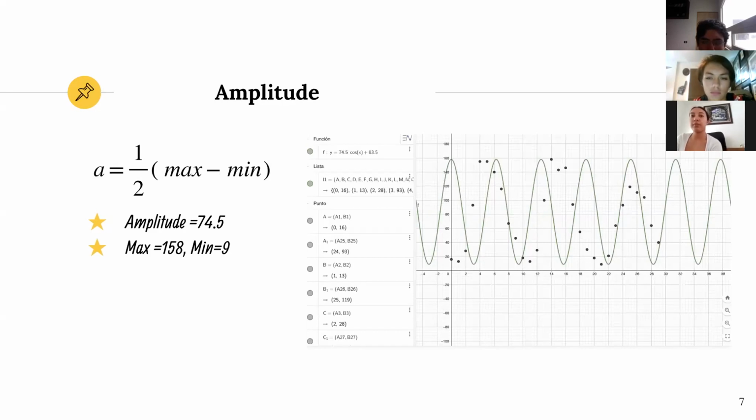The amplitude. The amplitude is how wide the curves of the graph are. To get the value of the amplitude, we take half of the difference between the maximum and the minimum values. By doing this, we found that the amplitude is 74.5.